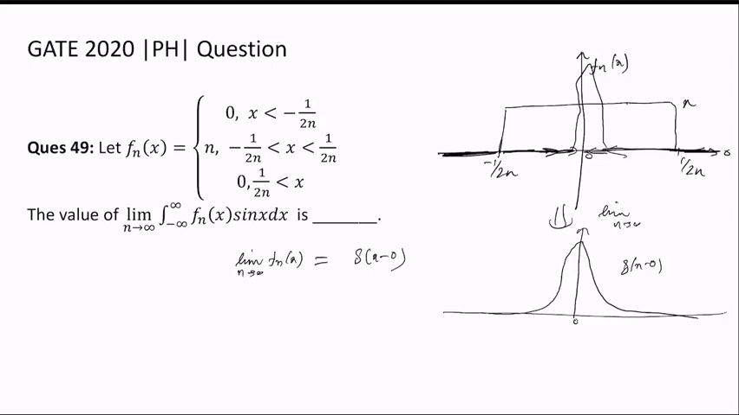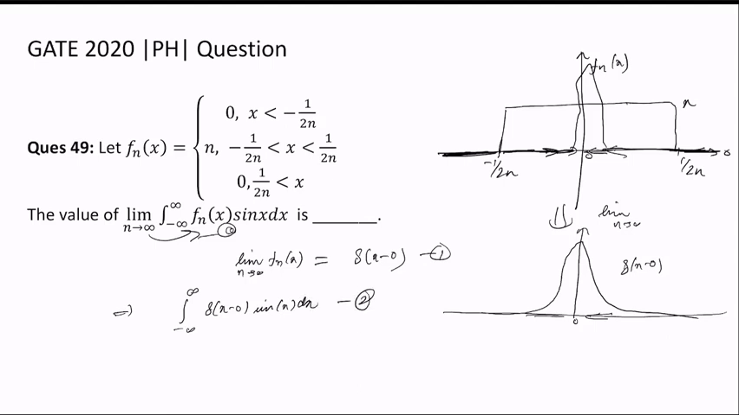Since the area covered by this function must be finite, this is one of the properties of the delta function. Now we can easily put this back into equation A, and now we have to evaluate nothing but integral minus infinity to plus infinity, limit n tending to infinity, f_n(x) is nothing but delta x, sine x dx.